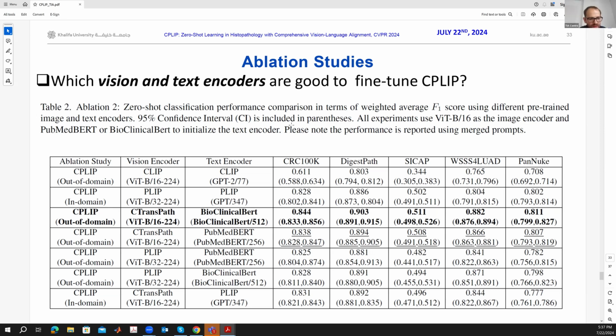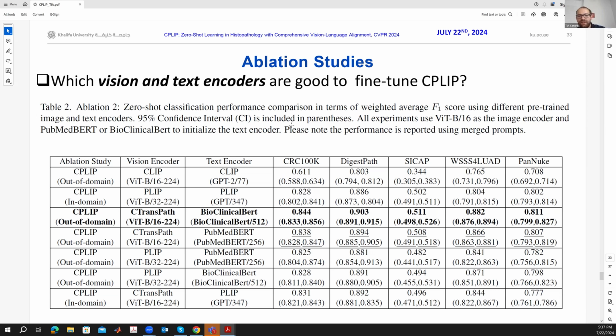Okay, brilliant. Yeah. So does anyone in the room or online have any questions they'd like to ask? Yes, I have a quick one. You said the CPLIP ++ is on its way. So what does the ++ mean? What are you planning to add?